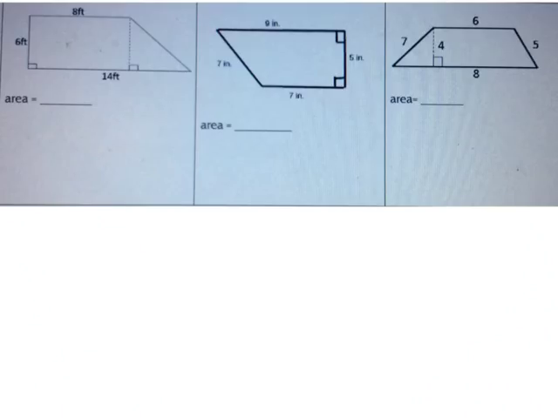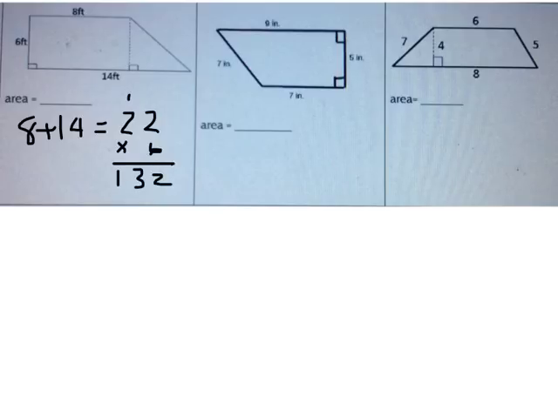We've also worked on finding the area of trapezoids. Remember, to find the area of a trapezoid, I can add the two bases, multiply times the height, and then divide by 2. So let's start. The two bases here are 8 and 14. What's 8 plus 14? 8 plus 14 is 22. Now I can multiply times the height. What's 22 times 6? Well, 6 times 2 is 12, and 6 times 20 is 120, plus 12 is 132. Now I can divide by 2.